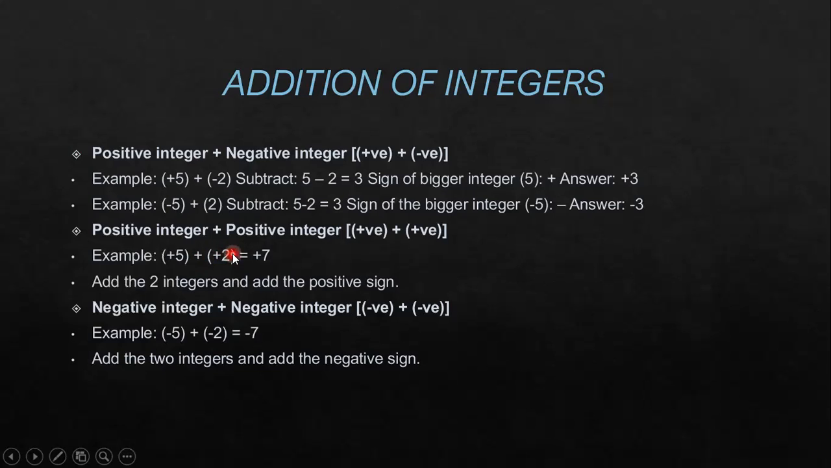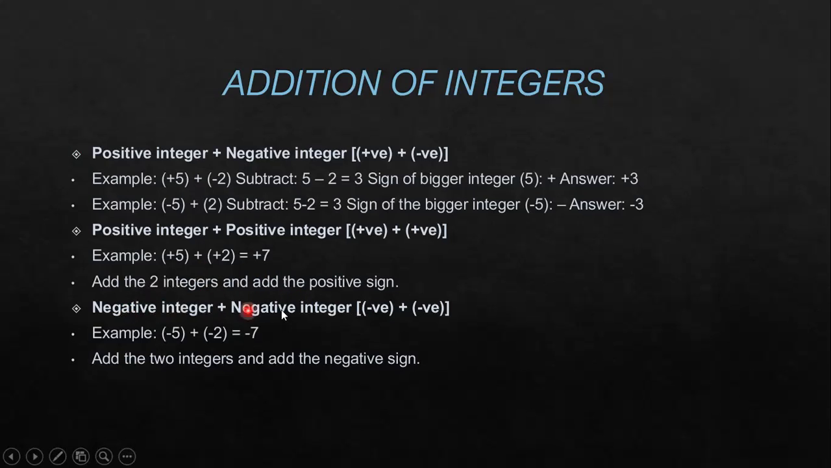Next, if you add two positive numbers, what will you get? +5 plus 2. Both 5 and 2 are positive numbers, so you will get a positive answer only, 7. When we write normally, we don't represent these signs; we just write 5 plus 2, and the answer is also written as 7.